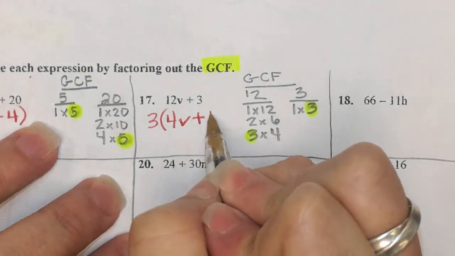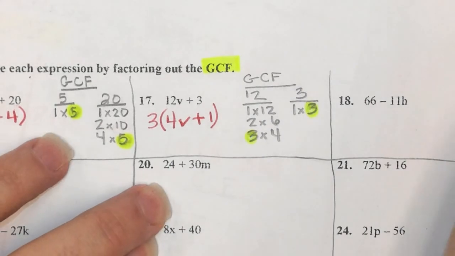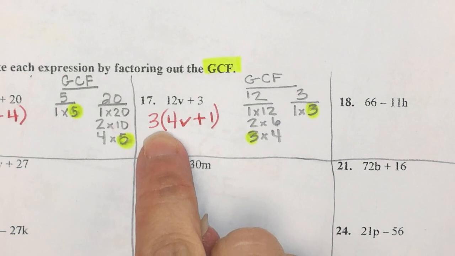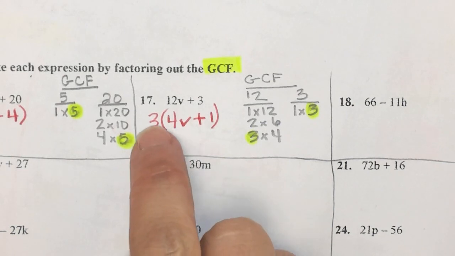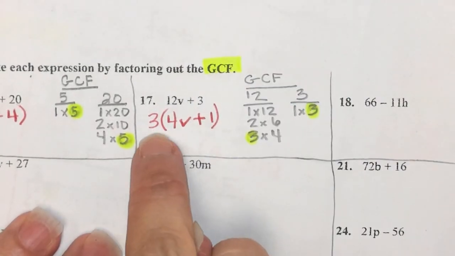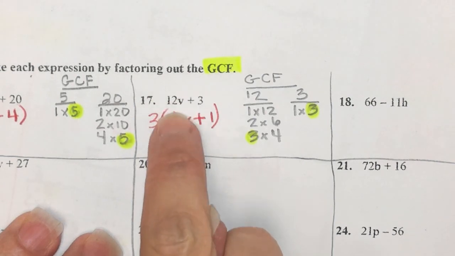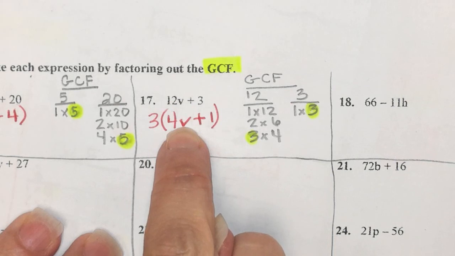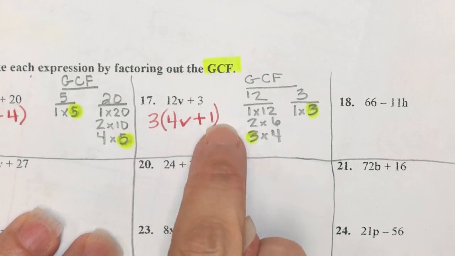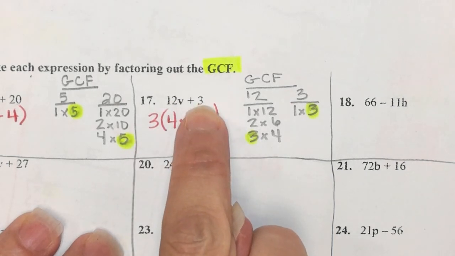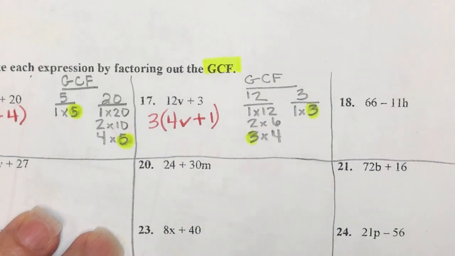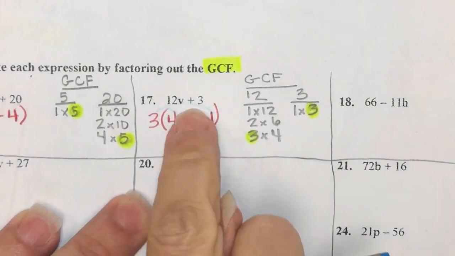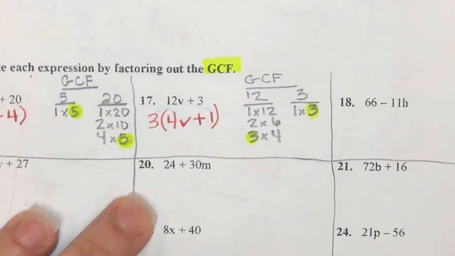1. Now, let me show you one other trick real quick to check your work. If you do what you would do at the top of the worksheet, if you do 3 times 4v, do you get 12v? Yes. If you do 3 times 1, do you get 3? Yes. So if you do these, you should get what's up there. If you don't, something's wrong.